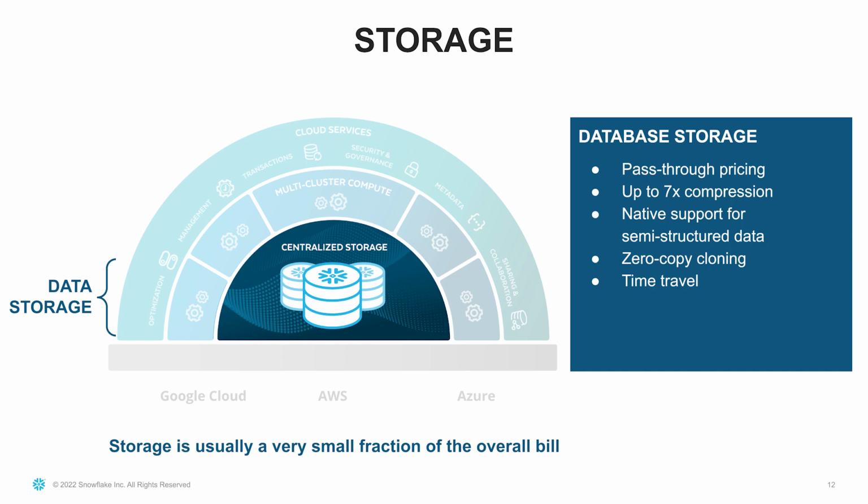We get up to 7x compression by using our FDN format. We have native support, like in the box, ready to go for JSON, Avro, Parquet, and other popular data storage formats. We also have our zero copy cloning, our time travel features. We have transient tables, regular tables, and external tables. Understanding how these components are used and what drives some storage cost is very important.